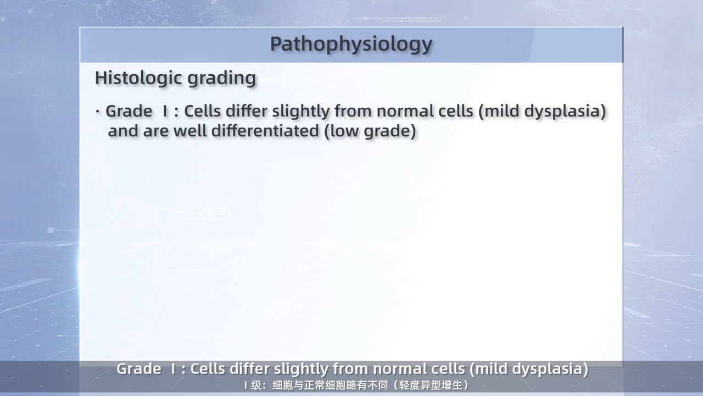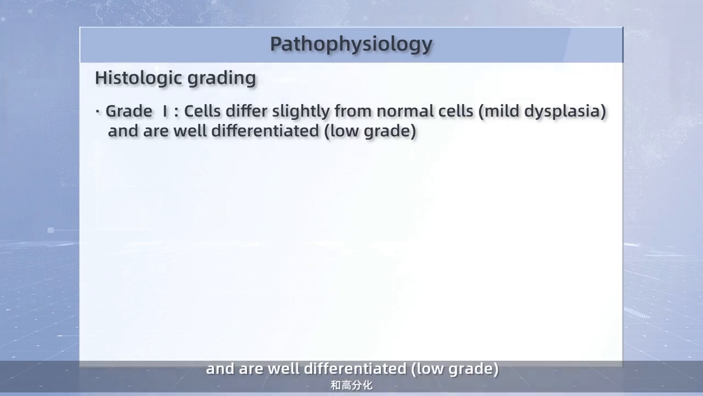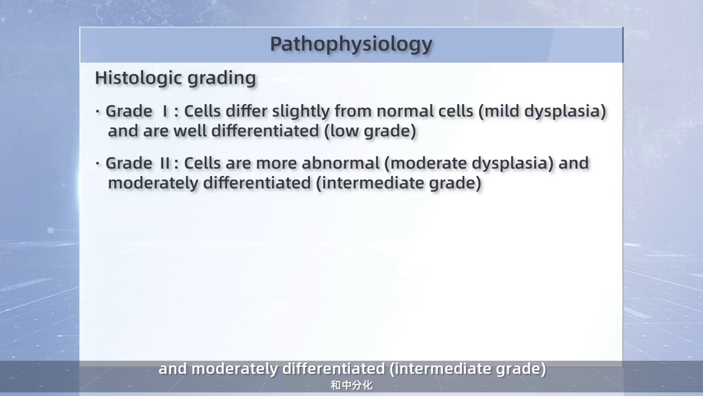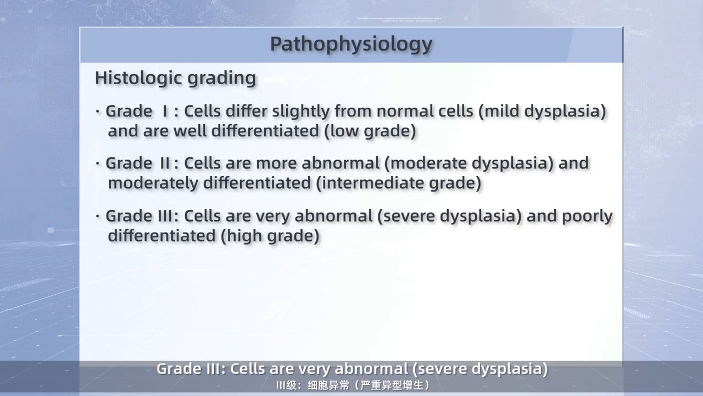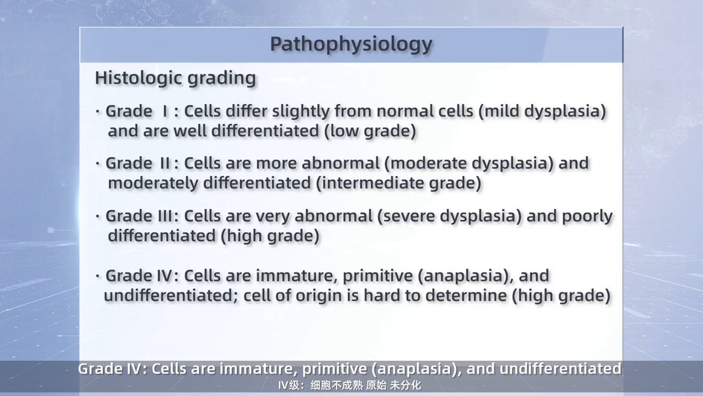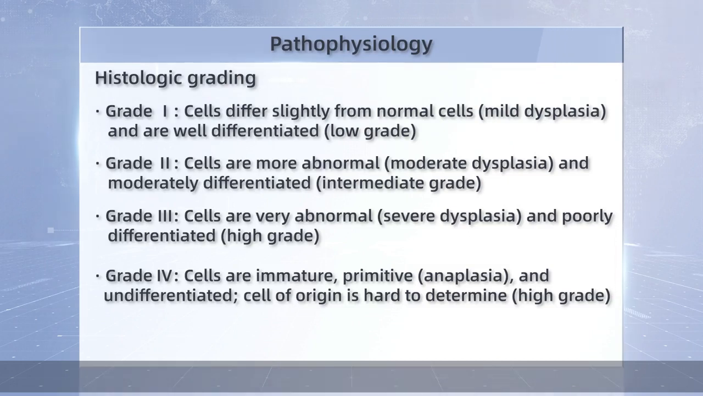Grade 1. Cells differ slightly from normal cells, mild dysplasia, and are well differentiated, low grade. Grade 2. Cells are more abnormal, moderate dysplasia, and moderately differentiated, intermediate grade. Grade 3. Cells are very abnormal, severe dysplasia, and poorly differentiated, high grade. Grade 4. Cells are immature, primitive, aneuploidy, and undifferentiated. Cells of origin is hard to determine, high grade.